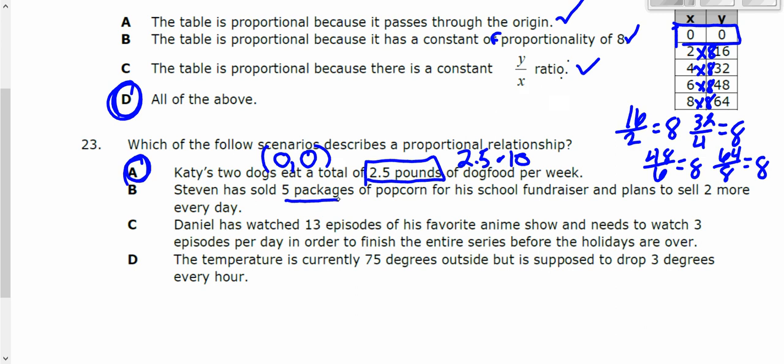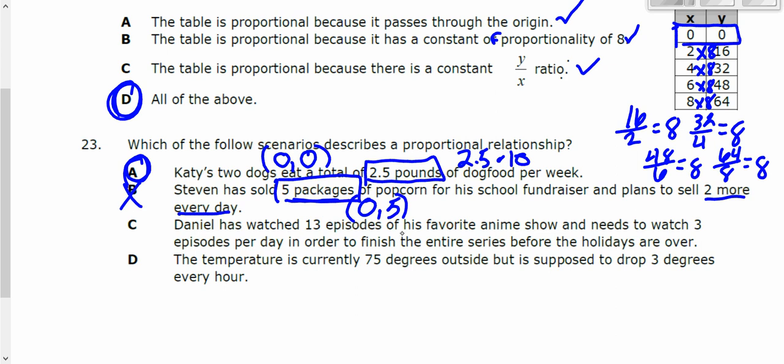Stephen has sold 5 packages of popcorn for a school fundraiser and plans to sell 2 more every day. So if I were to graph this situation, how much has he sold at 0 days? Well, at 0 days, he's sold 5 packages. So if I start my graph, it's going to start at 0, 5. That's not my origin.